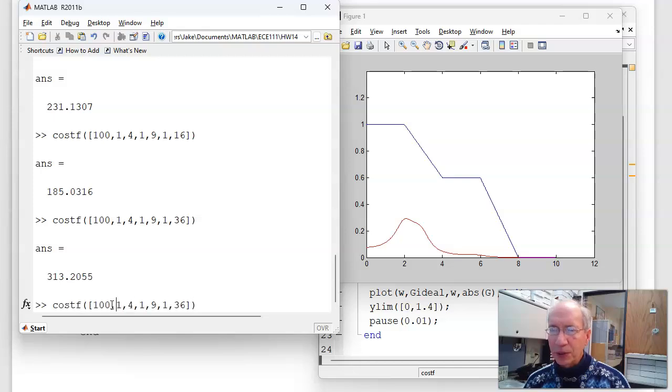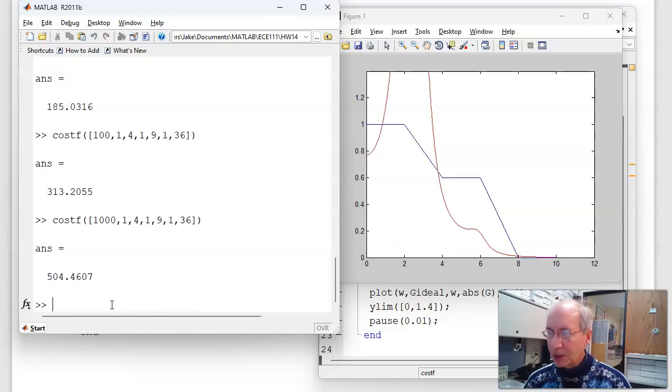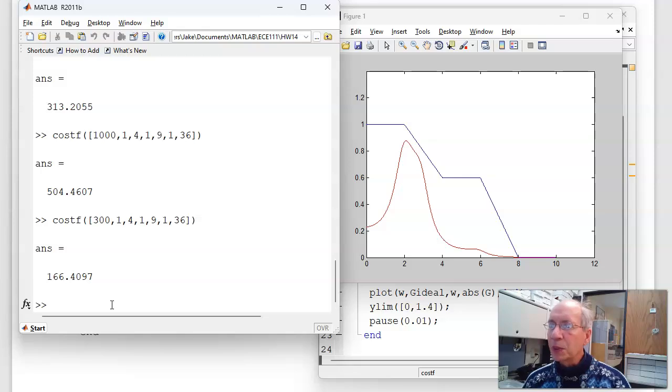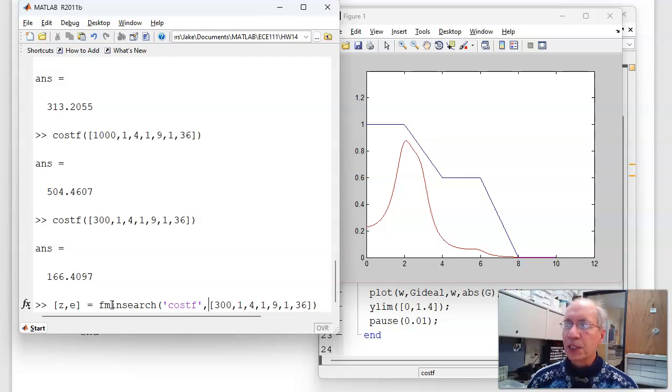Play with the amplitude. So again, I can guess again, guess again. That's one way to design a filter. Or you can let fminsearch guess for you. So there's a function in Matlab called fminsearch. I want to minimize this function. And here's my initial guess.